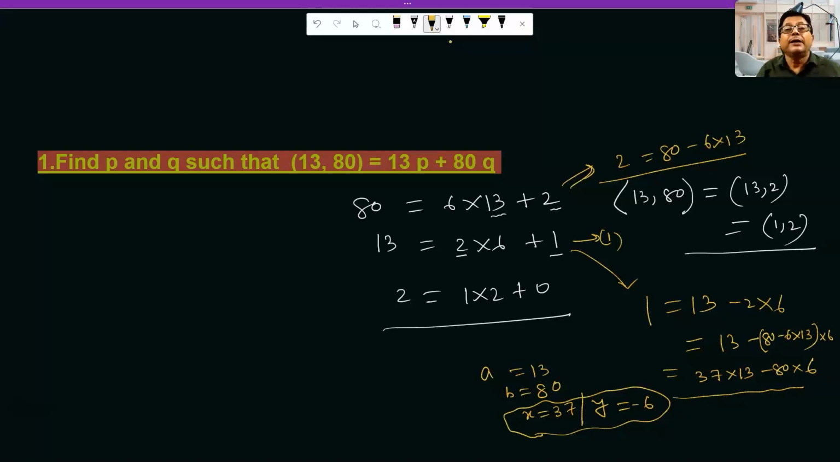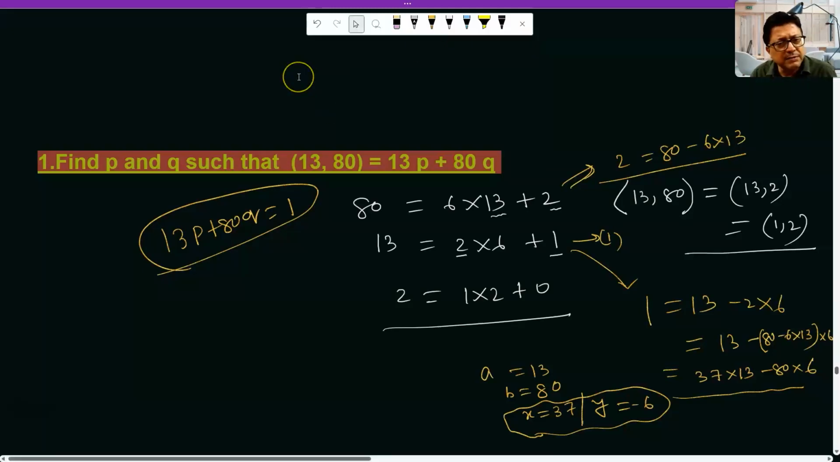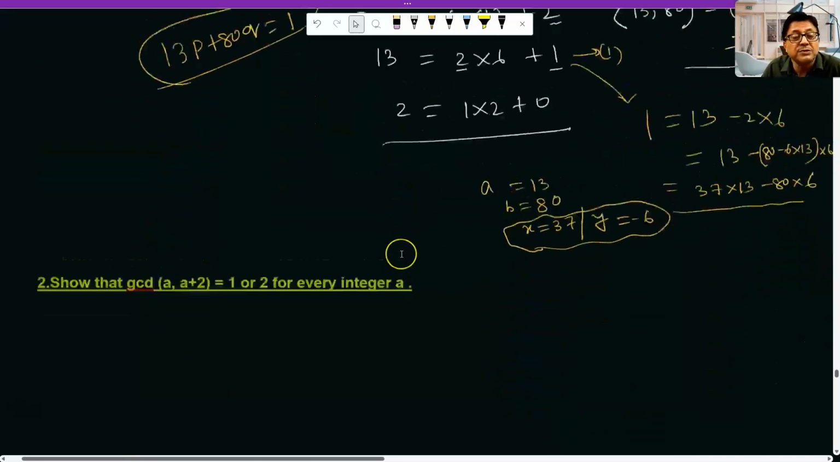If suddenly they have asked you to solve this equation, 13p plus 80q equal to 1, find the solution of this equation, you find the value of p and q. It can be asked in any way. One solution you got is 37 and minus 6. Maybe other solutions are there. We'll think later. Right now we got a solution.